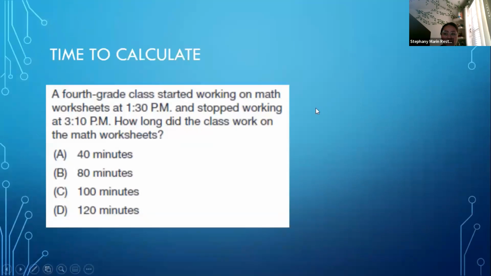So first we have a time problem. A 4th grade class starts working on a math worksheet at 1:30 p.m. and stopped working at 3:10 p.m. How long did the class work on the math worksheet?